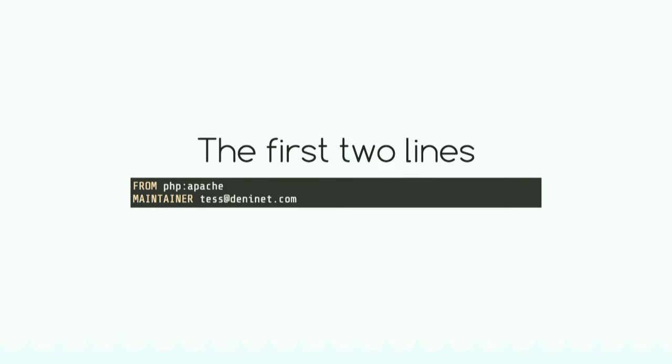The first two lines of that Dockerfile, we have a FROM and we have a MAINTAINER line. The maintainer line is pretty obvious. It's who works on this Dockerfile. But that FROM line, what? Why do I need a FROM line? I mean, I know I'm going to start with another container, but in Dockerfiles, we always start with another container. Is that true?